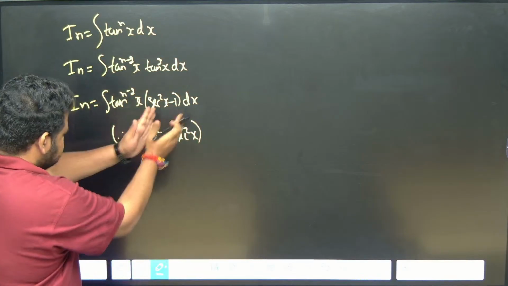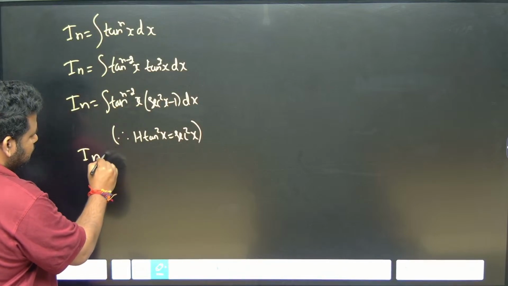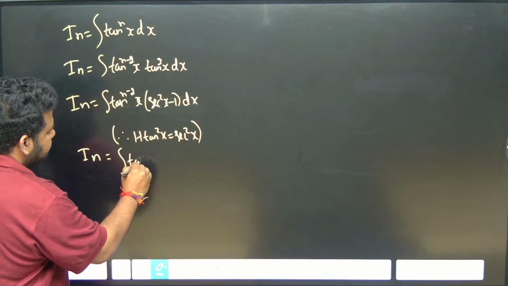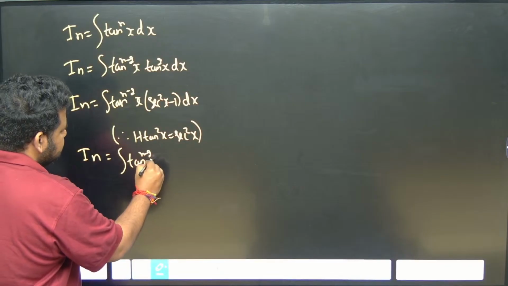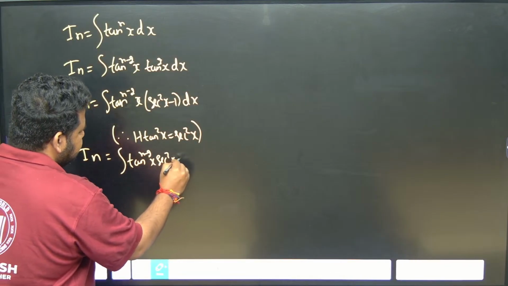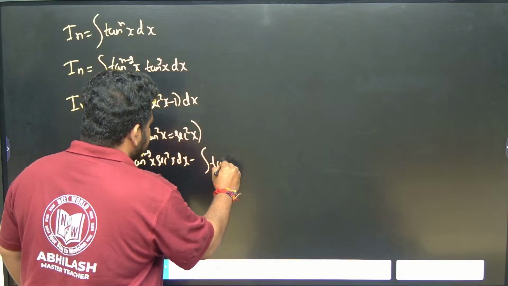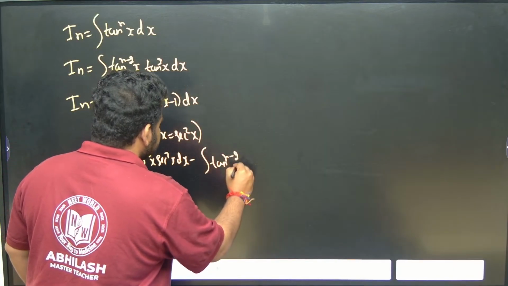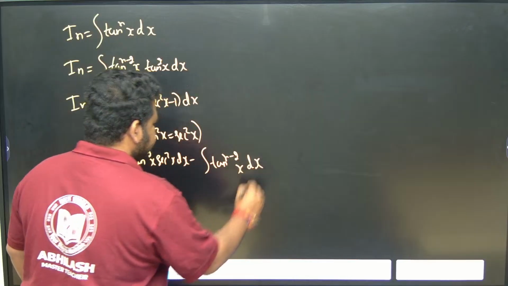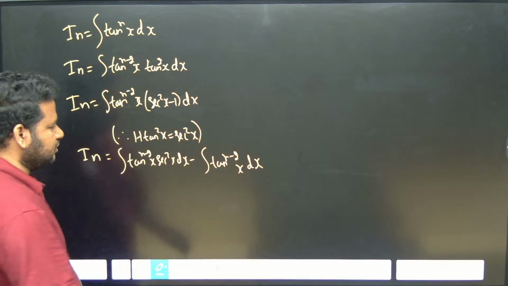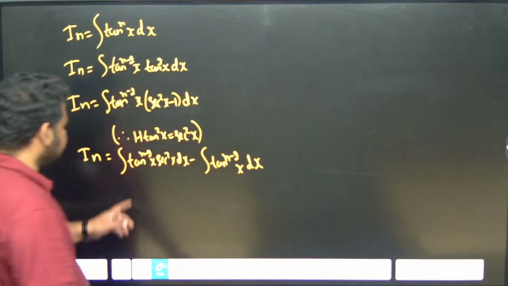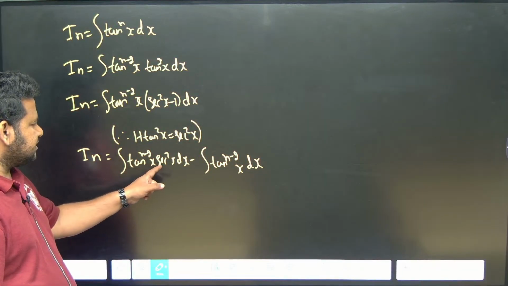Now let us multiply this. So this will become I_n equal to the integral of tan^(n-2) x into secant square x dx minus the integral of tan^(n-2) x dx. This is what I have. Now see here, tan^(n-2) x into secant square x dx.